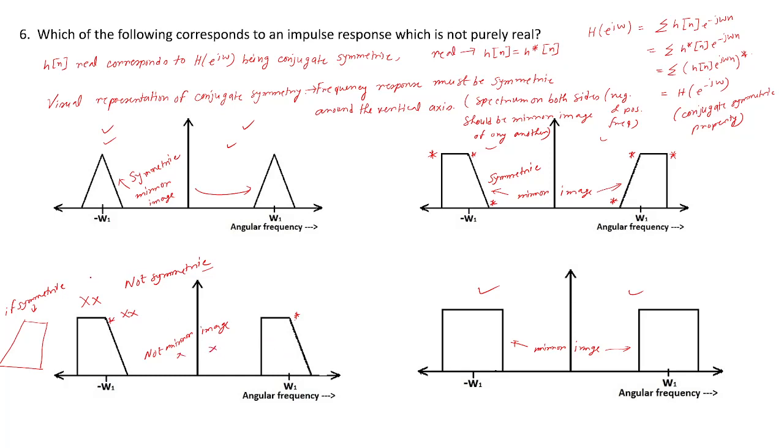So therefore option C is the correct one, that the corresponding impulse response of this frequency spectrum, that time domain representation, is not purely real, because if it had been real, the frequency responses on positive and negative frequency domain should be mirror images of each other, or in other words, they should be symmetric across the vertical axis.